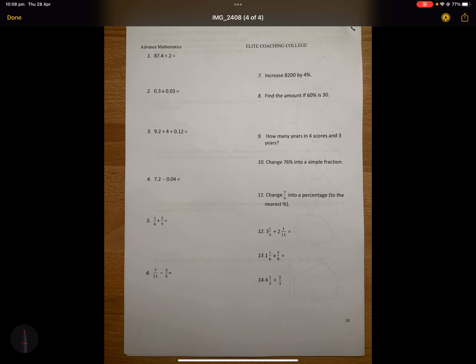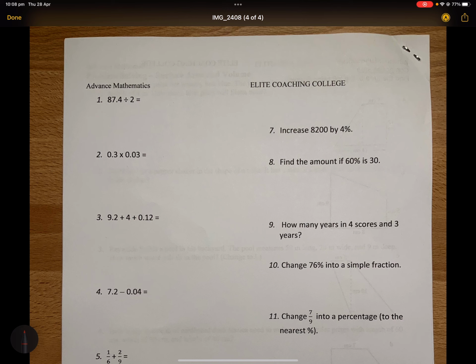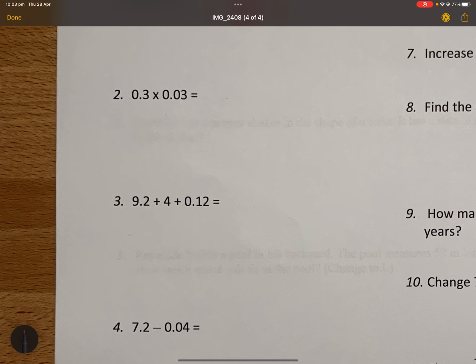All right, this looks like revision to me. We've done this a couple of times last week. You can do this one: 87.4 divided by 2. Okay, and it's going to be 40 something point something. So you can figure that out. Next one, 0.3 times 0.03. Okay. Again, we need to make this into whole numbers. So this will be a 3, this will be a 3.